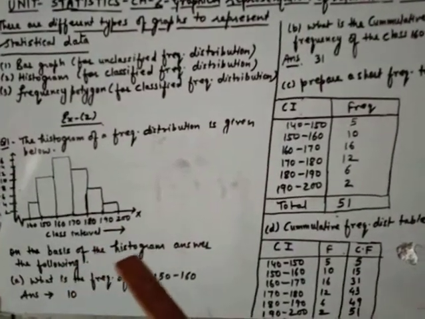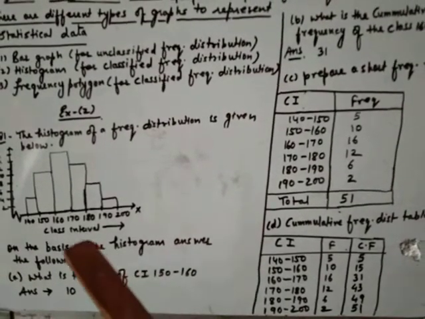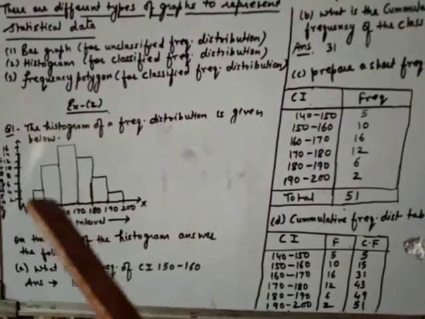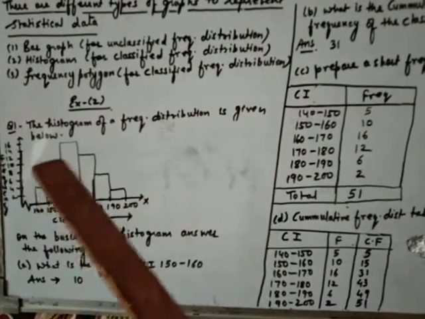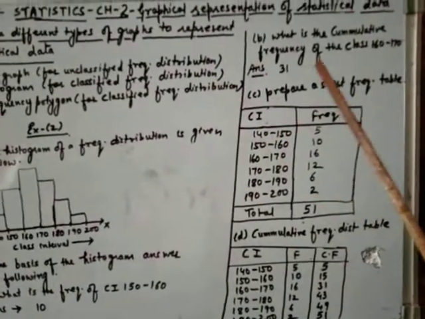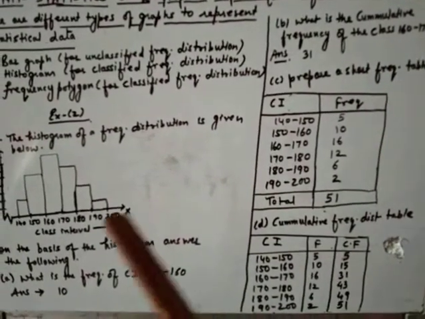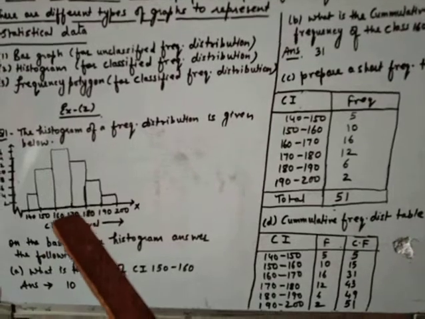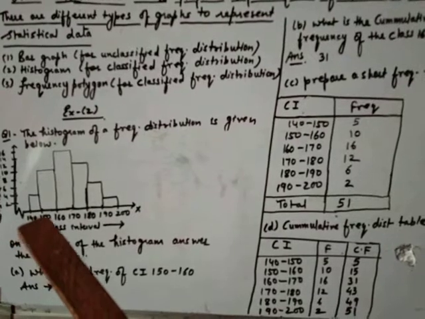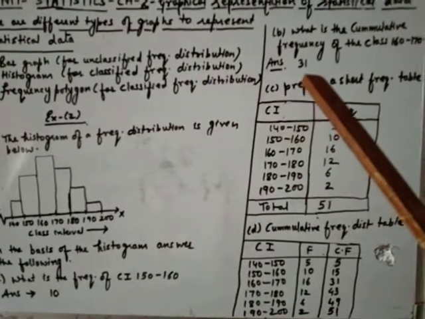First question is asked, on the basis of histogram answer the following. What is the frequency of class interval 150 to 160? So we see the class interval 150 to 160 and the frequency of 150 to 160 on y axis is 10. Clear? So answer is 10. Second question is asked, what is the cumulative frequency of the class interval 160 to 170? The cumulative frequency is when we add the frequencies one after the other. So when we are calculating, we are getting answer 31.